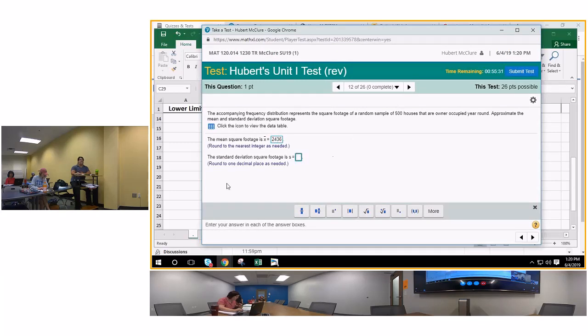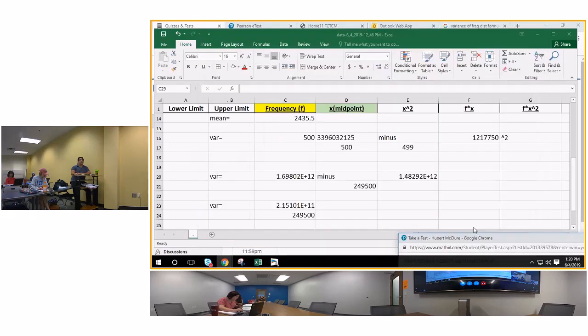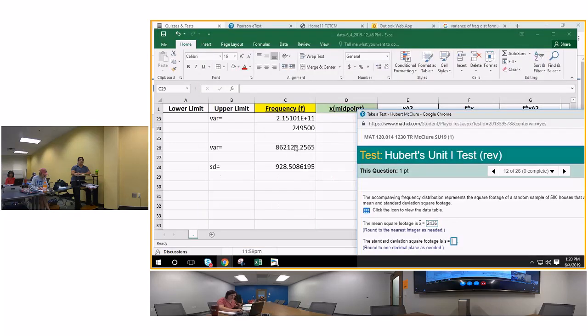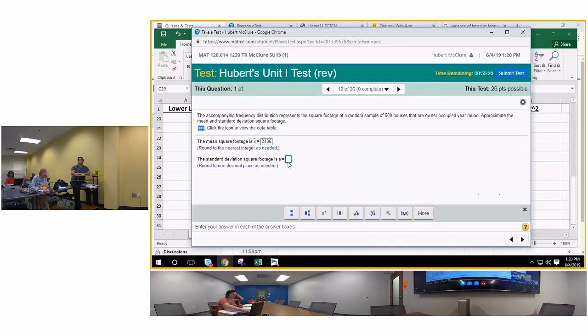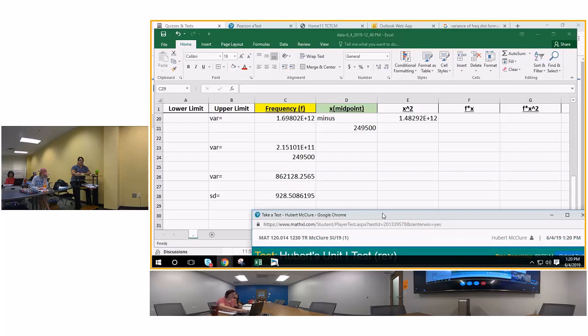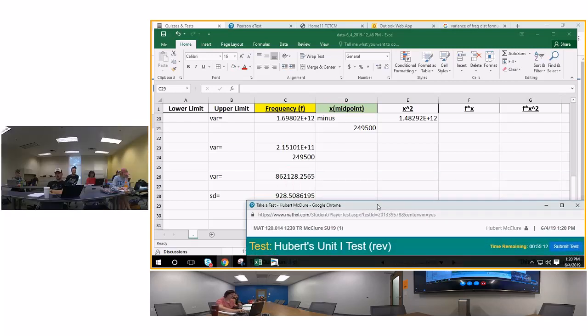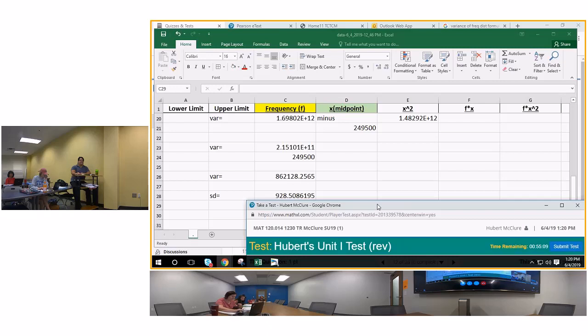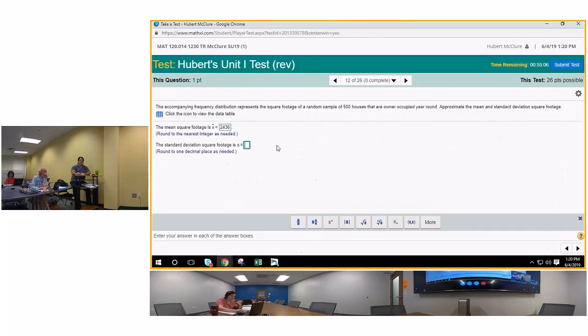And the standard deviation is 929. This is one decimal place. It really is. That pisses me off when it does that. That's the one I missed. Like the first part was 2 decimal places and the next one was 1. 928.5. It asks to round to the nearest integer. Okay, and that's your answer. I'm sorry, what? It's 928. Oh, 928? Thank you.